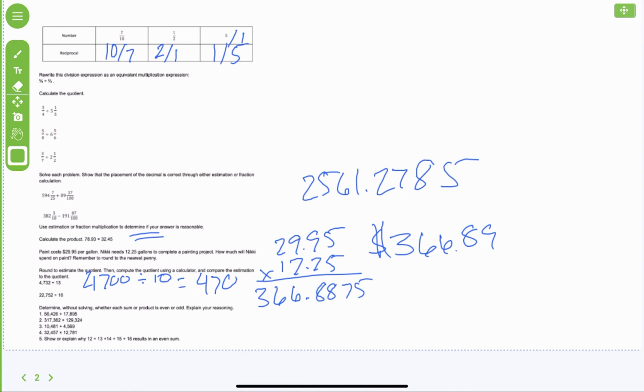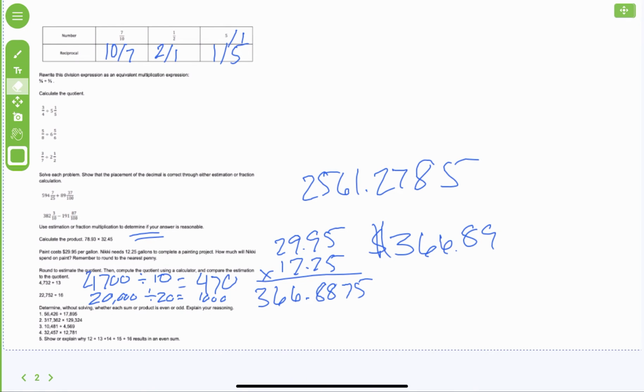Now, this one is 22,752. You could round that to 20,000 and divide that by 20. And you would get 1,000. The other ways you could have done that, you could have divided 23,000 by 20, but I just tried to make it as round as possible. Okay?